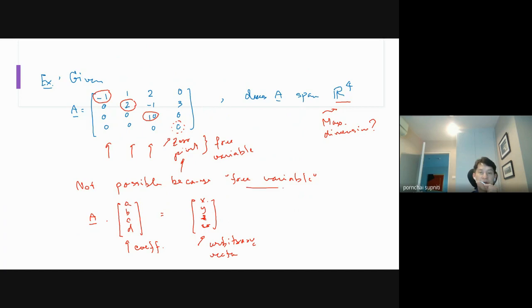But because of this free variable, I don't have unique coefficients in order to generate X, Y, Z, W. And so in this case, we say that it does not span R to the fourth. In fact, for this matrix A, it will span only R cubed, because it only has three non-zero pivots.